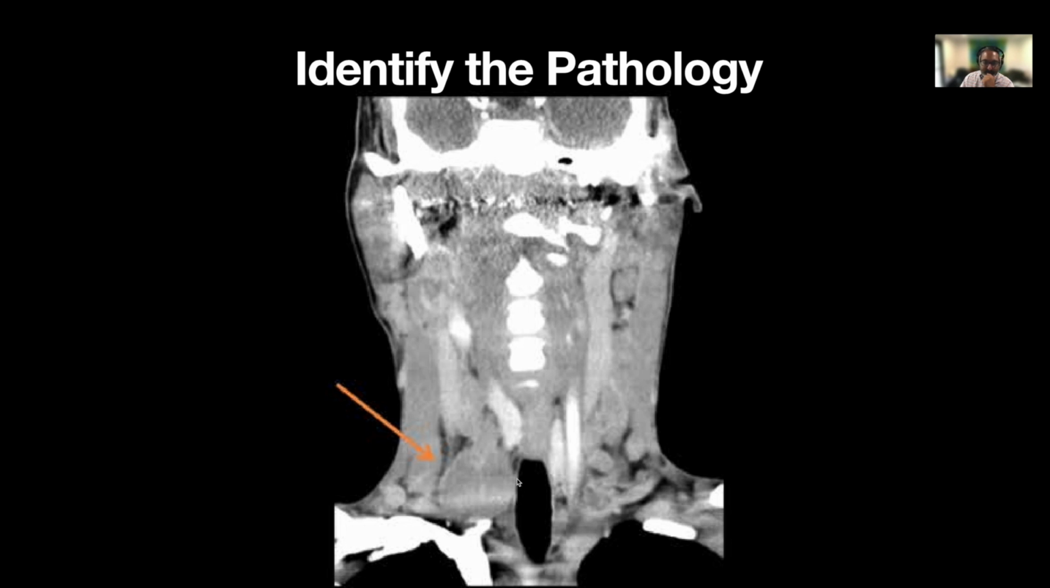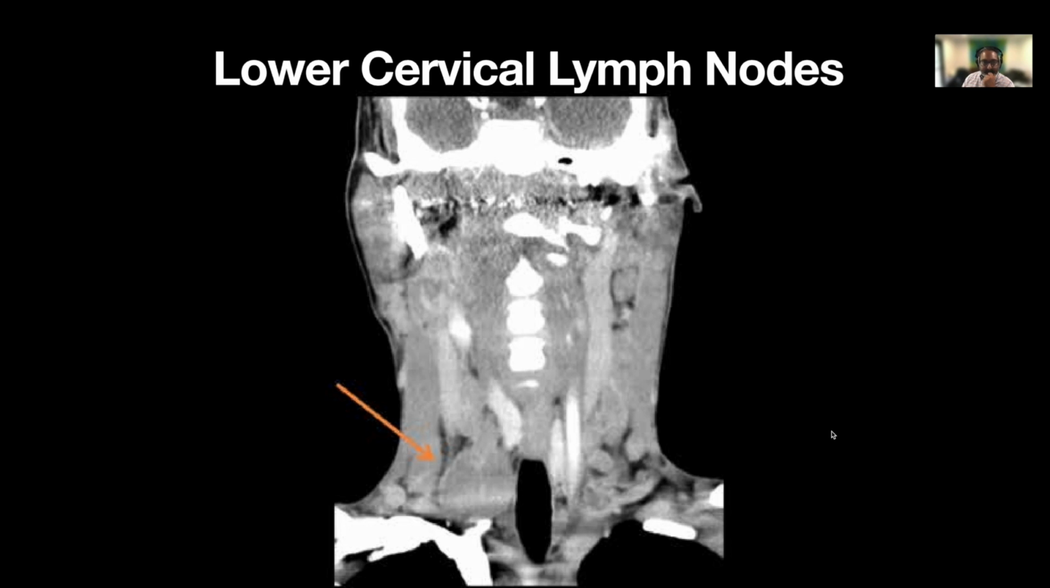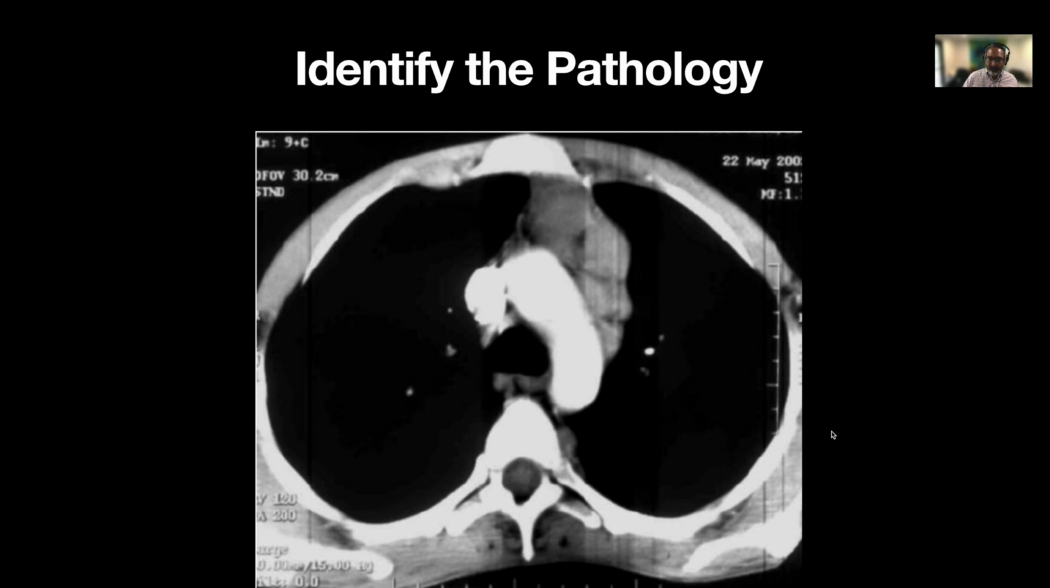Where would this be? Yeah, or lower cervical. I mean, again, I wouldn't make it. Supraclavicular and lower cervical are fine. That's fine. Okay, let's go to the next one.